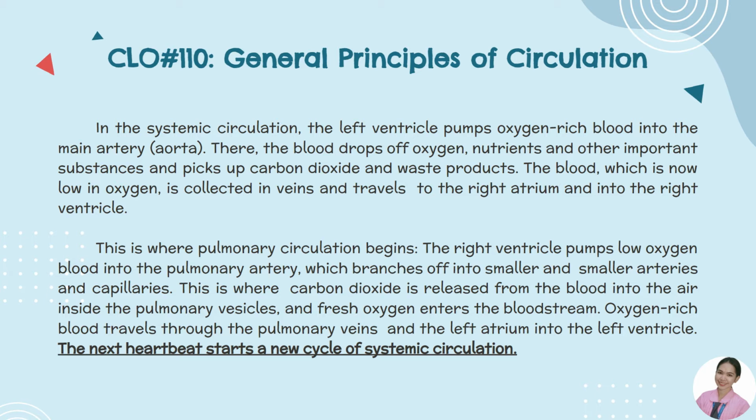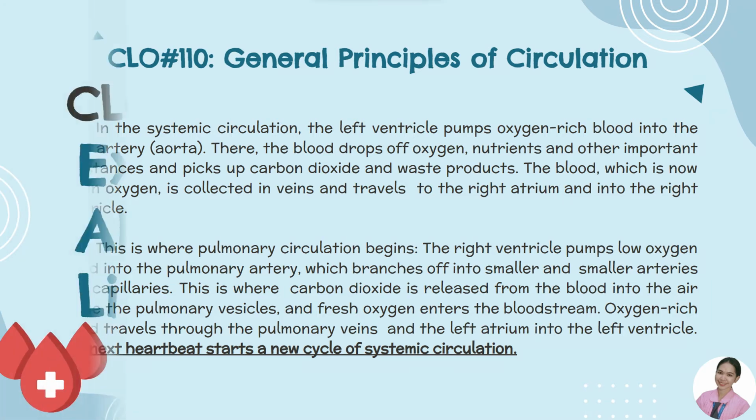This is where carbon dioxide is released from the blood into the air inside the pulmonary vesicles and fresh oxygen enters the bloodstream. When we breathe out, carbon dioxide leaves our body. Oxygen-rich blood travels through the pulmonary veins and the left atrium into the left ventricle. So the next heartbeat starts a new cycle of systemic circulation.